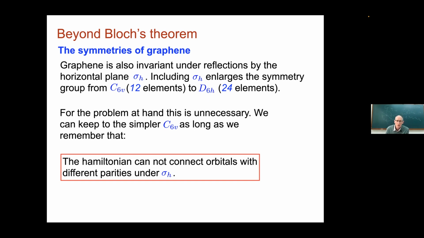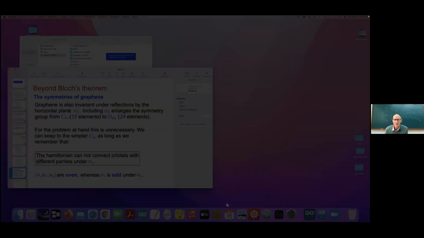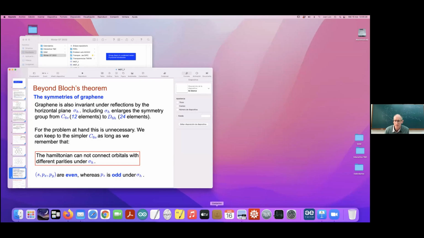So as long as I remember this, I don't have to worry about this group, because the only effect of sigma h, at least when you are only considering the Hamiltonian, is that you have this kind of selection rule. The Hamiltonian cannot couple different orbitals with different parities. In particular, these orbitals are even, and this is odd. I don't know if you remember this, let me, in 1 minute, I'll do it on the blackboard.